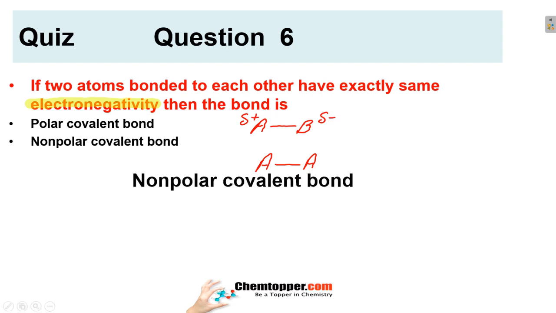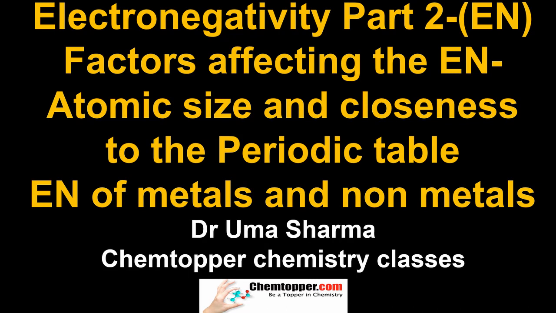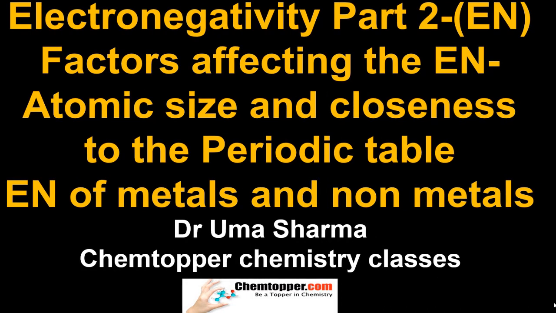So that's the answer. Thank you for watching this video. We covered electronegativity part 1 in this video, and the following topics were covered with plenty of good examples and practice problems. Meaning of electronegativity, meaning of polarity of bonds, and what is the basic difference in electronegativity and electron affinity. In electronegativity part 2, we will be discussing factors affecting electronegativity like atomic size and closeness to the periodic table. We will also discuss the difference in electronegativities of the metals and non-metals.